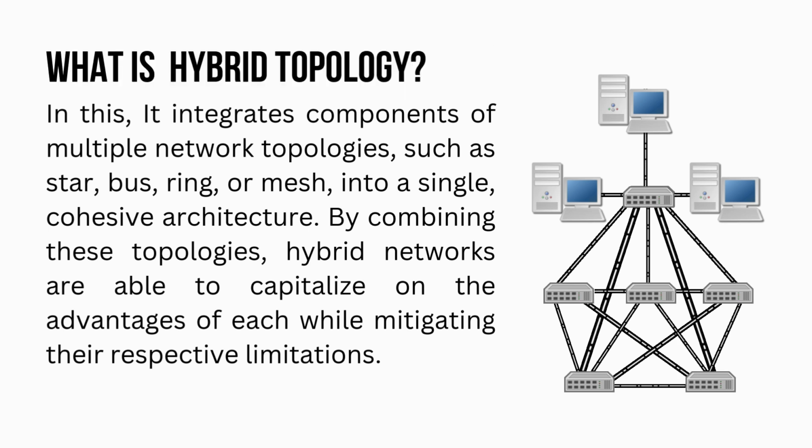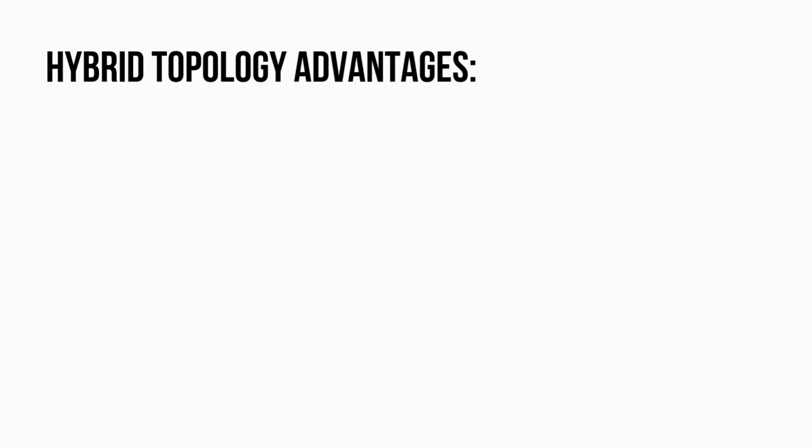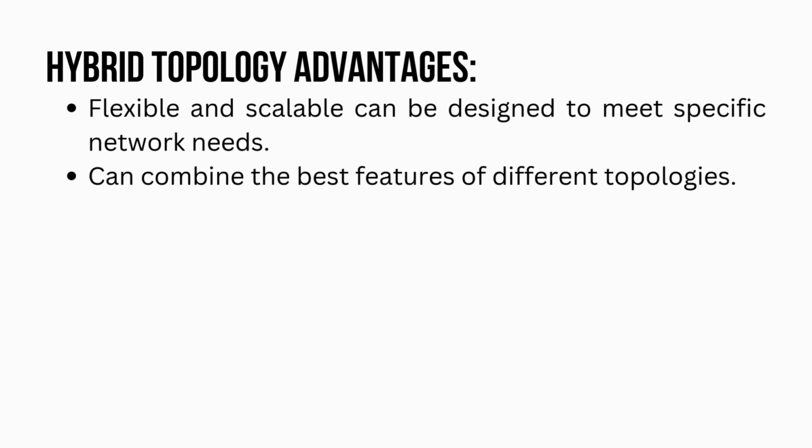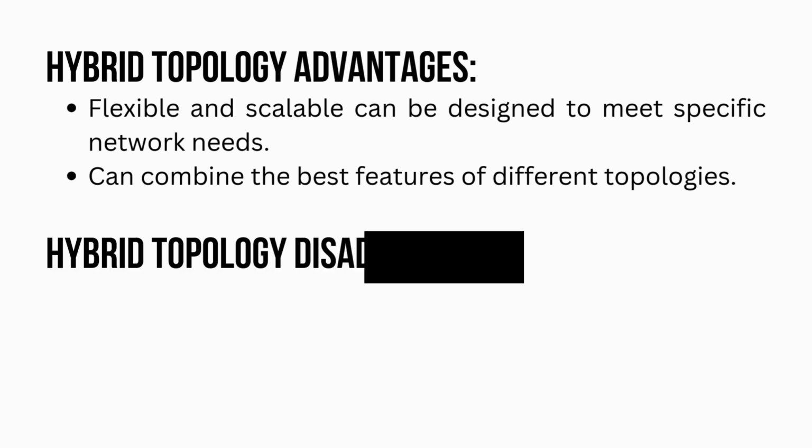Now we will talk about hybrid topology. A hybrid topology combines elements of different topologies to leverage the strengths of each while minimizing their weaknesses. For example, you might have a star-bus topology or a mesh-star topology. Advantages of hybrid topologies are that it is flexible and scalable, and can be designed to meet specific network needs. It can combine the best features of different topologies.